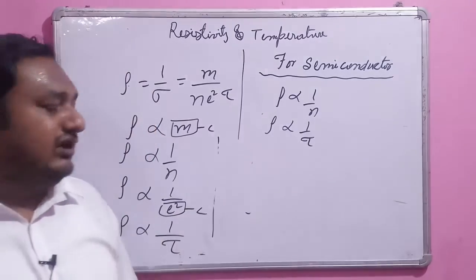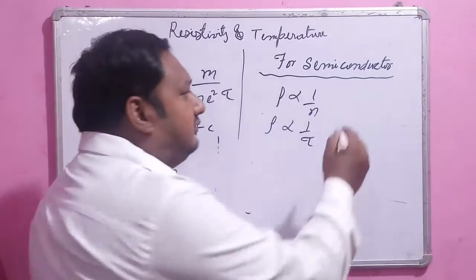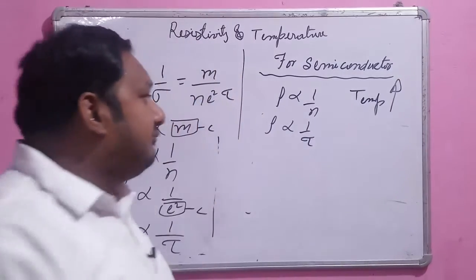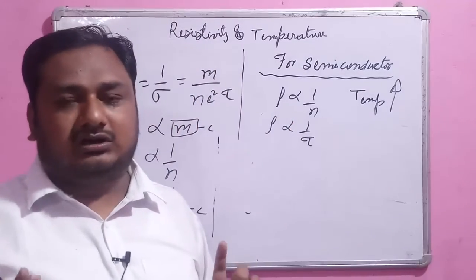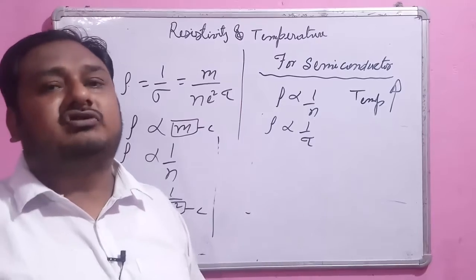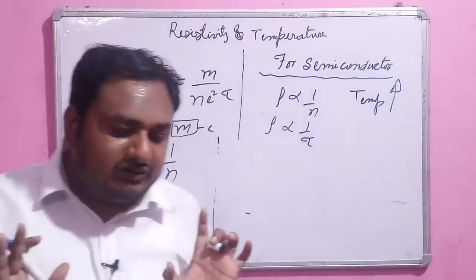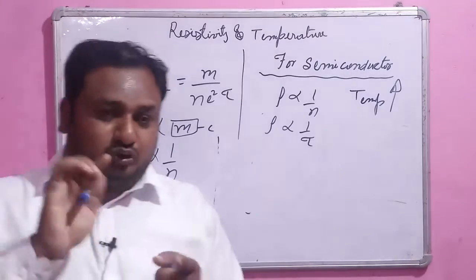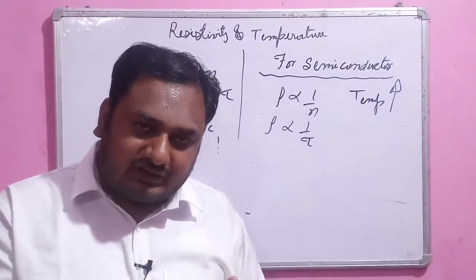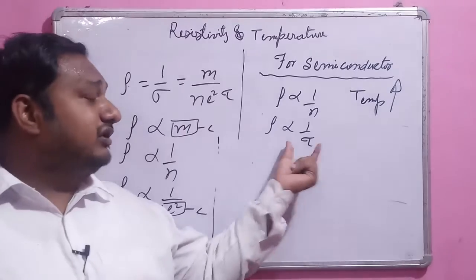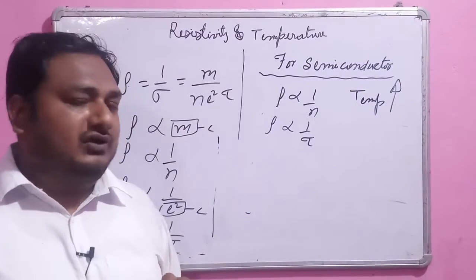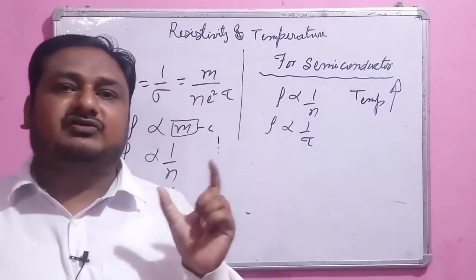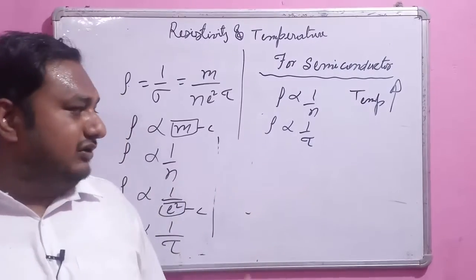Whenever you increase the temperature, don't be confused: the number density of the semiconductor increases, or you can say the number of electrons per unit volume increases. Now two things are happening: the number of electrons is increasing, and what about the relaxation time? Relaxation time is defined as the average time between two successive collisions of the electron.